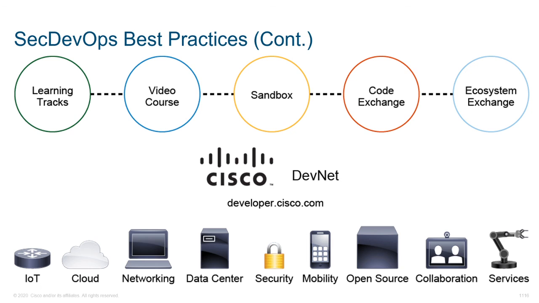So many of you are already familiar with the DevNet or developer.cisco.com. This is a great place where you can get a lot of additional information on DevOps and SecDevOps. So there's learning tracks and sandboxes and places where you can go to exchange code information. Any developers that need to access any existing APIs for IoT devices or for our data center platform or for networking, and of course security, we can find all of that here in our DevNet section.